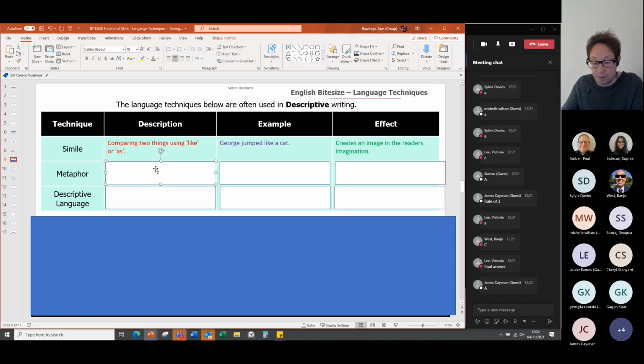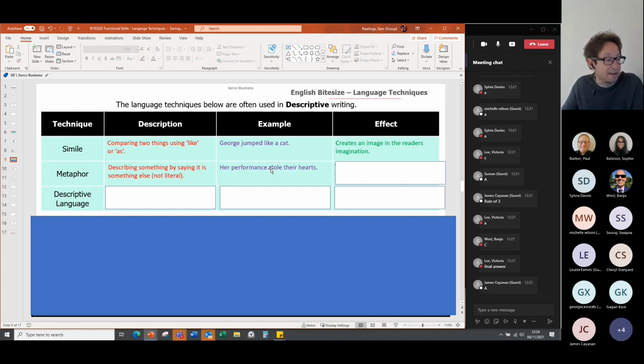And then we've got a metaphor. So a metaphor is when you describe something by saying it is something else. So metaphors are not literal. And here's the example: her performance stole their hearts. So that means that obviously everyone in the audience loved the performance, but she didn't literally put her hand in their chest and steal their hearts. It's a metaphor. And the effect, again, creates a vivid idea in the reader's mind, helping to engage and absorb them in the writing. Again, when you get asked for the effect, like I say, there isn't one single answer. You can phrase it however you want.